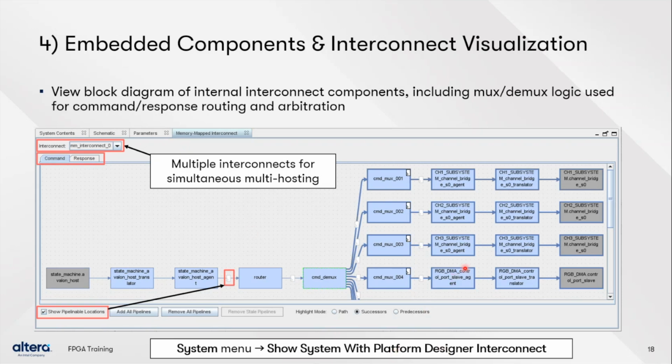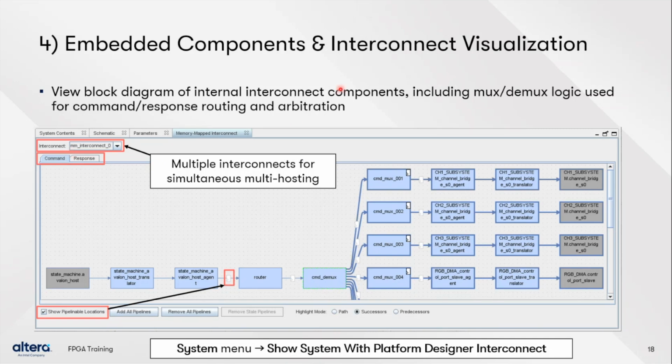So you get this new view of the system, and there are tabs for looking at the command or response network. Your system might also have multiple, I call them mini interconnects. I don't know if they're really officially called mini interconnects, but your system may be made up of multiple interconnects. This is because if you have a host that communicates with certain components, and then you have another host communicating with other components and is not directly connected, then the tool can optimize the way the interconnect is built to make these multiple mini interconnects.